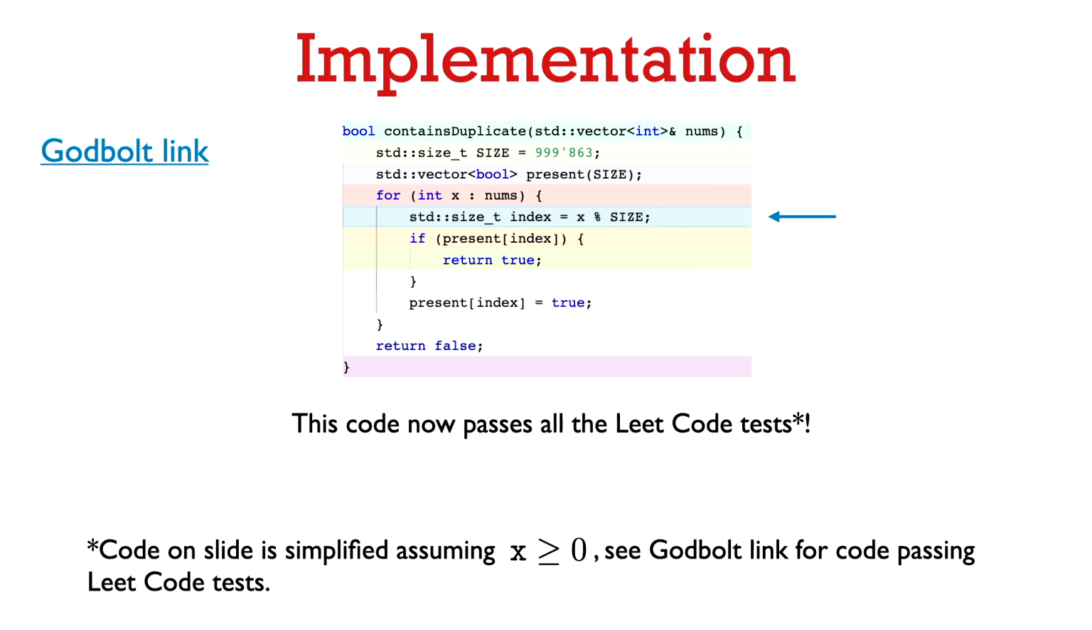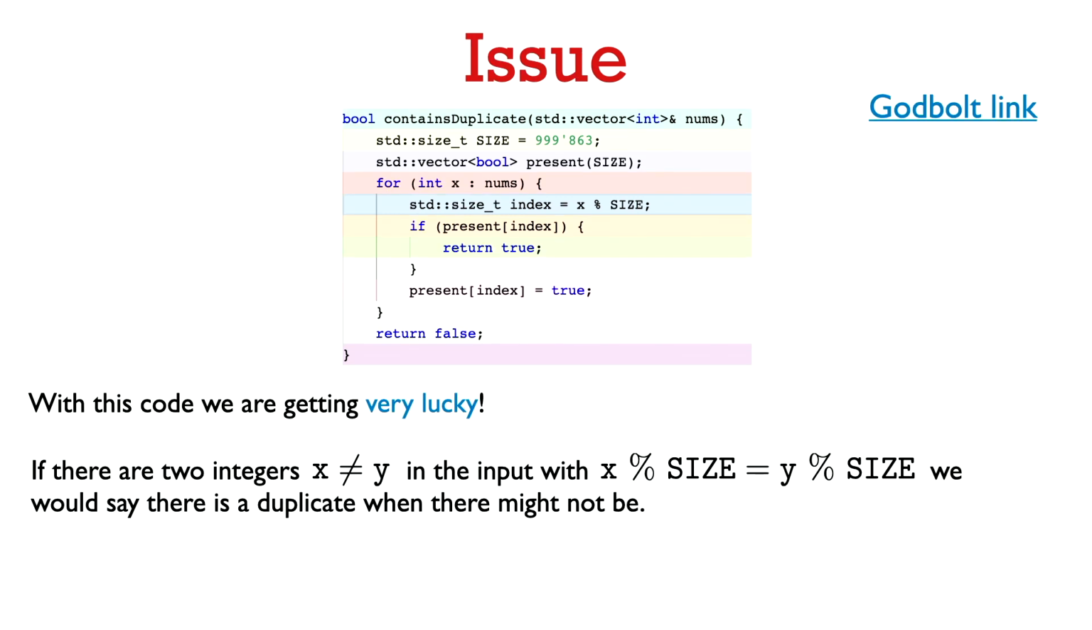And actually, surprisingly, this code passes all of the LeetCode tests. I've simplified the code somewhat for the slide here. You can see the Godbolt link for the actual code that passes the LeetCode tests. But of course, this algorithm can have wrong answers. It can say that there's a duplicate when there actually is not. How can that happen? Well, if there are two distinct integers with the same value modulo size, then this algorithm would report a collision when there's really not one.